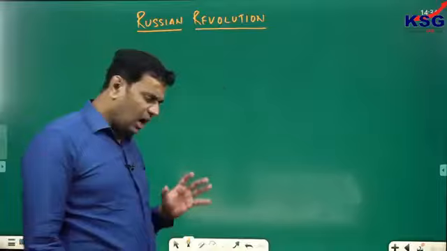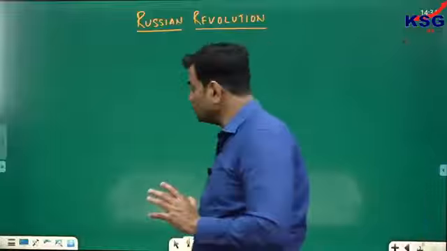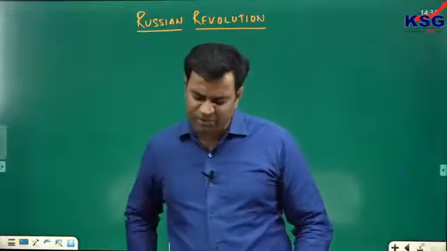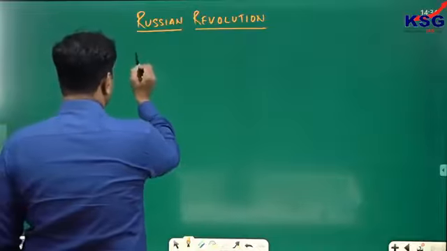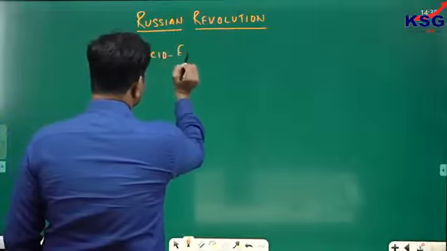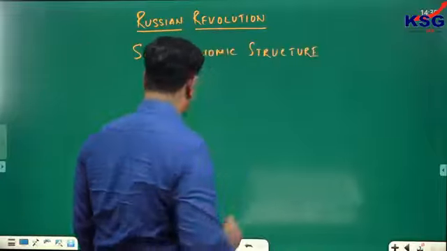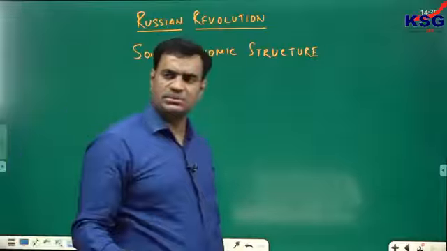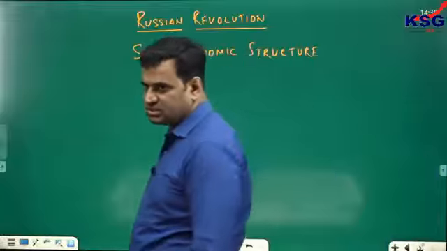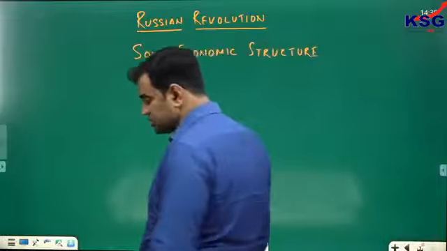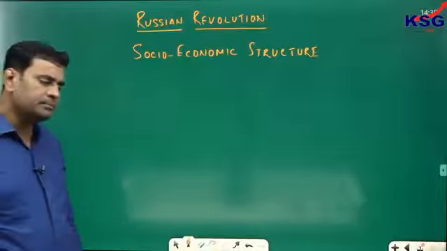Okay. Right. There are several factors which led to the Russian Revolution, among which the traditional socio-economic structure was the most important. Traditional socio-economic structure was the most important. Clear? Right. Russian society was marked by a clear-cut hierarchy.